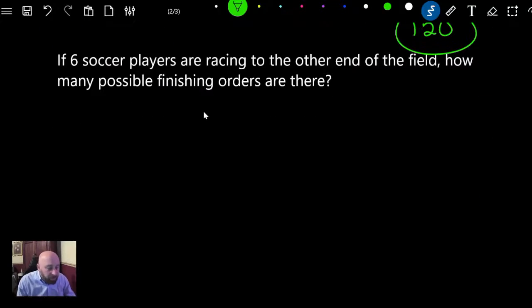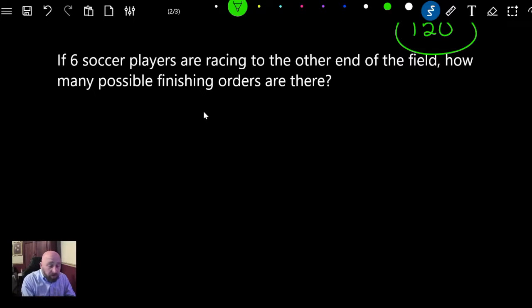All right, let's use this example. If 6 soccer players are racing to the other end of the field, how many possible finishing orders are there? So you have 6 soccer players running to the other side of the field, and they could finish in different orders. Bob could finish first, Ken could finish second, and Sally could finish third, and so on. Or Sally could finish first and Frank could finish second. So there are different ways the finishing order can be done. How do we do that?